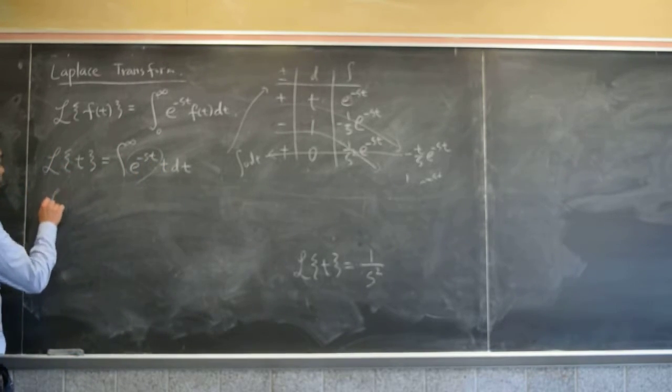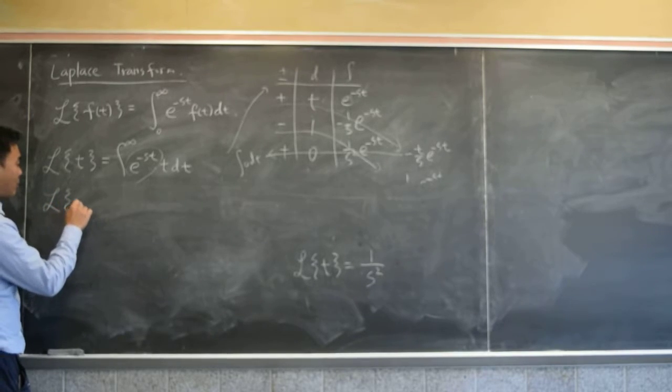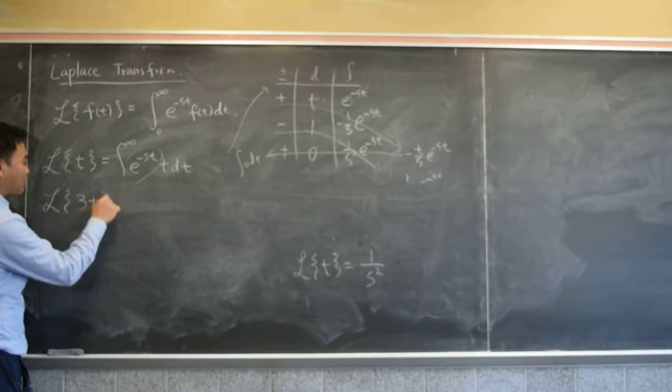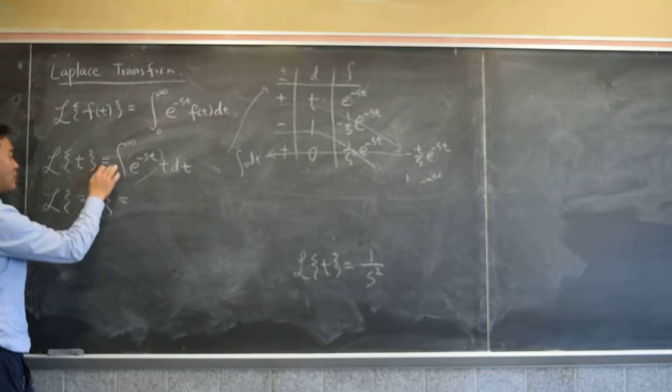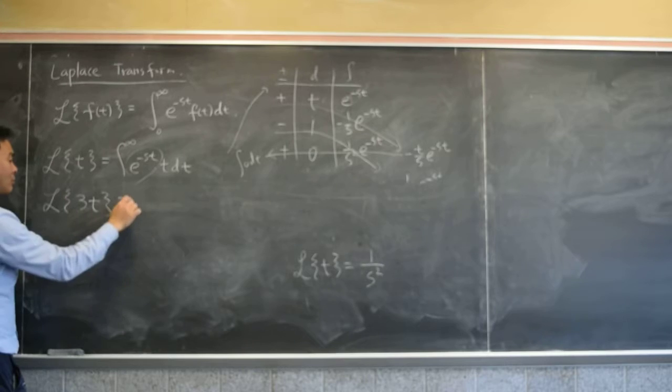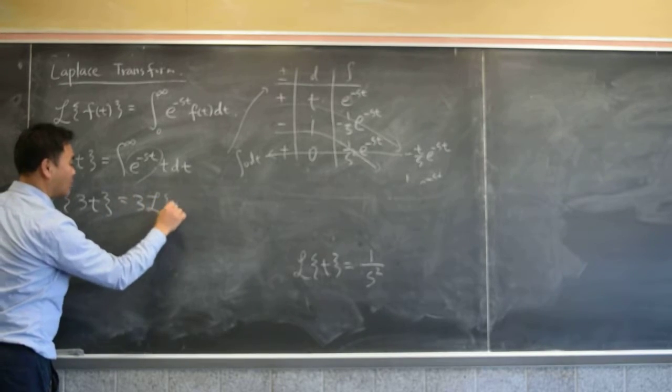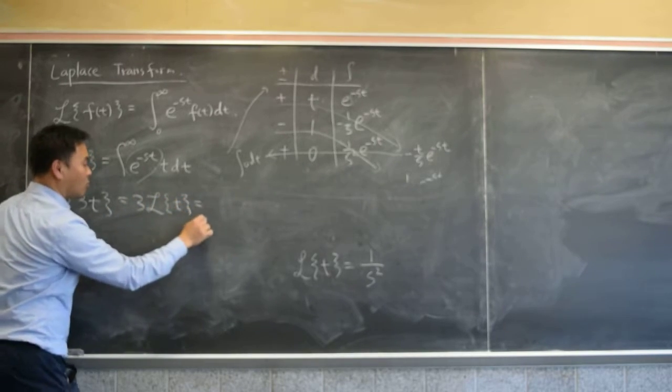So for example, if I wanted to know what the Laplace transform of 3t is, what would that be? This 3, because if it's here, then you can pull it outside the integral. You can pull it outside. And it gives you 3 over s squared.